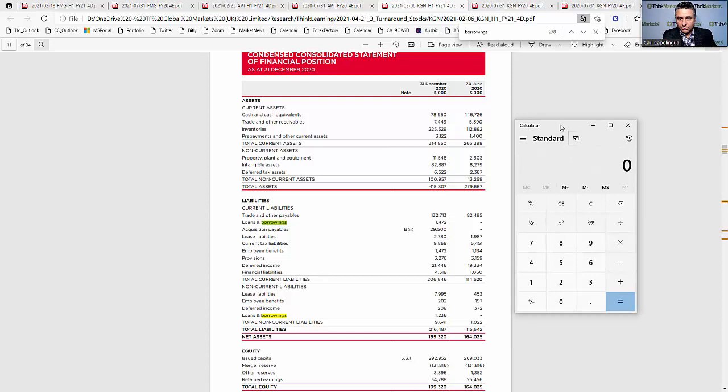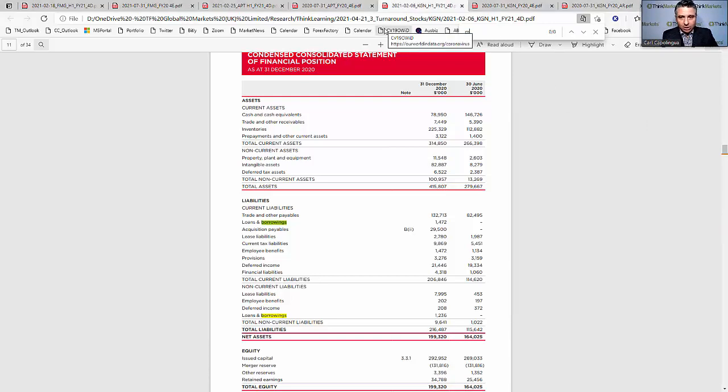So out comes the trusty calculator, and we'll start with the current liabilities, loans and borrowings, which is 1472. Add to that the lease liabilities, which is 2780. Non-current items now: lease liabilities 7995, and then non-current loans and borrowings 1236, and it gives us a total of about $13.5 million worth of borrowings.